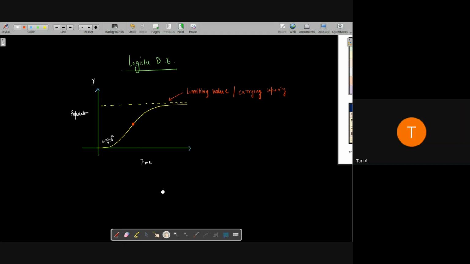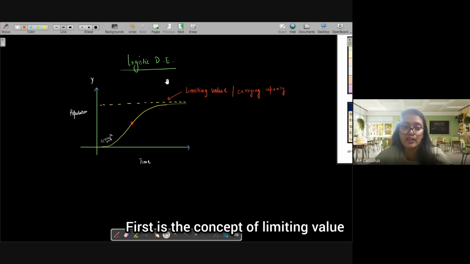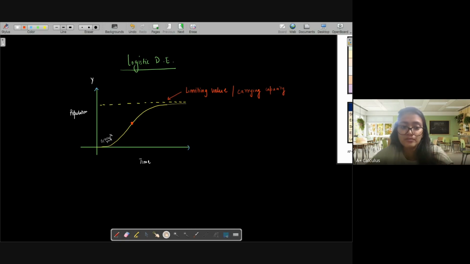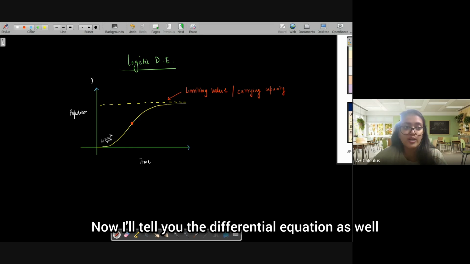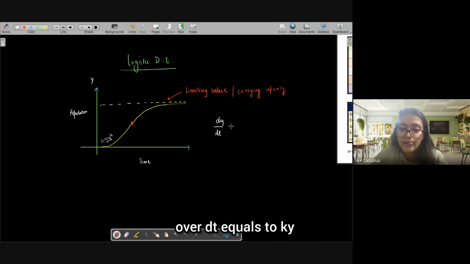So there are three main concepts here. First is the concept of limiting value. This is the maximum population. Now, I'll tell you the differential equation as well. The differential equation is given by dy over dt equals ky times (1 minus y over L).